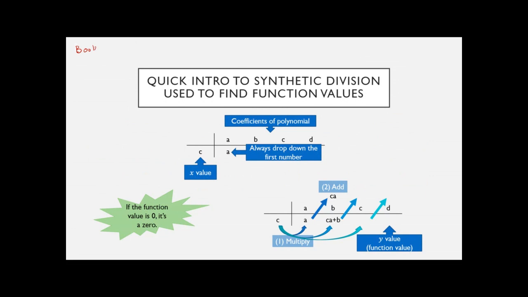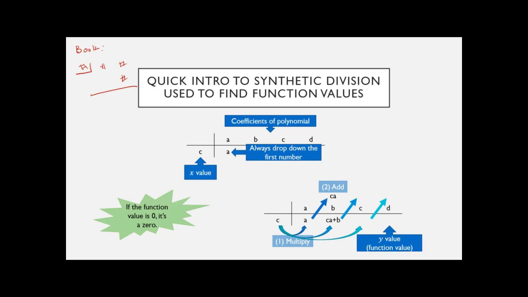Okay, so the book will set up synthetic division where they have a number here, and then they have a number, and then they'll put a number underneath it, and then a line like that. I don't set mine up like that. I set it up like a table. And I do this because when you're checking lots of values, it makes it a lot easier. I don't have to rewrite things as much.